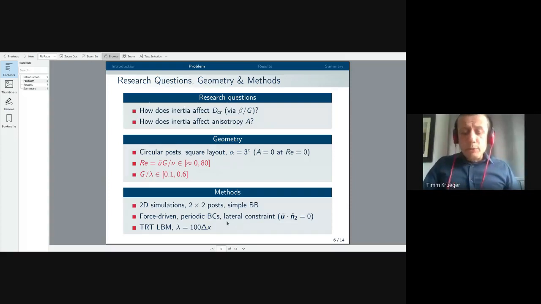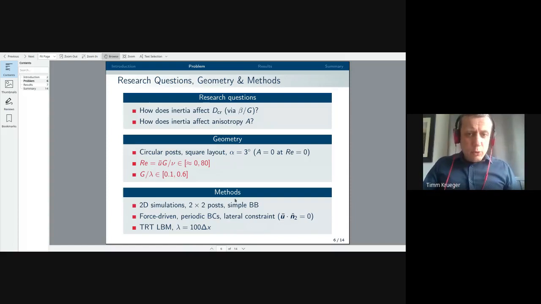For the obstacle boundary conditions, we use a simple bounce back, which is good enough because we have a relatively high resolution. Typically, the post diameters are about 70 lattice nodes or so. The staircase effect is not very strong. We have a force-driven flow, periodic boundary conditions, and now this is a key: there is a lateral constraint of the flow.